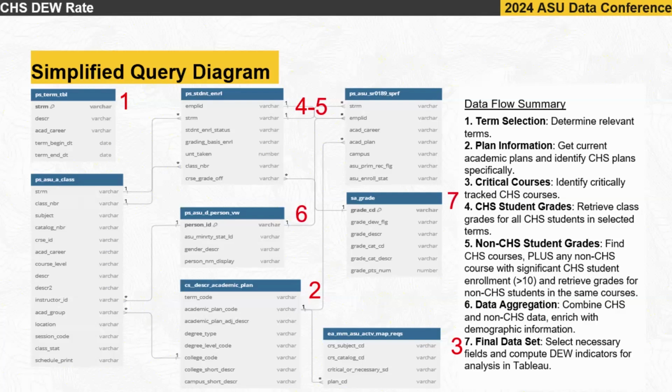Yeah, so I'm just going to really quickly run through these because I don't think we have a ton of time. But basically, 1, 2, and 3 are just, we're getting our term information, we're getting the plan information, and we're getting the major map requirements, critically tracked courses. Then 4 and 5, we're looking at the PS student enroll, which has our course enrollment and grade information. The SPRF table has our term enrollment information for each student. And over here, we have an extended class information in case you're interested in making your own queries about this.